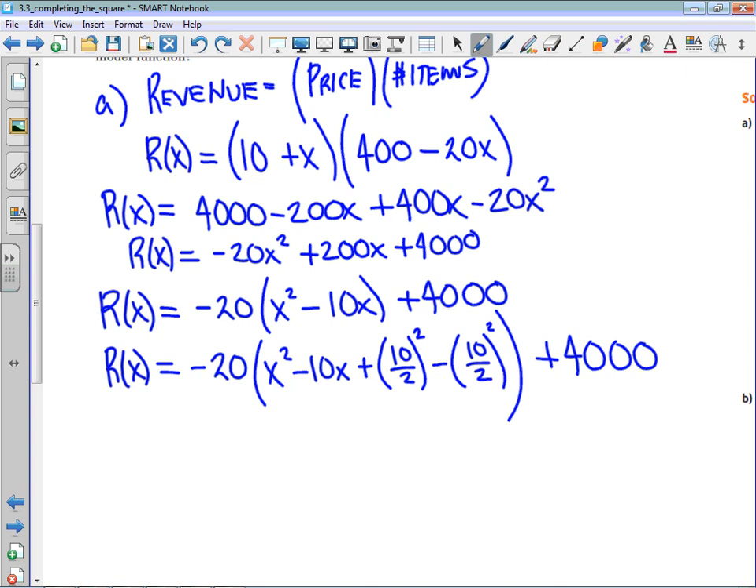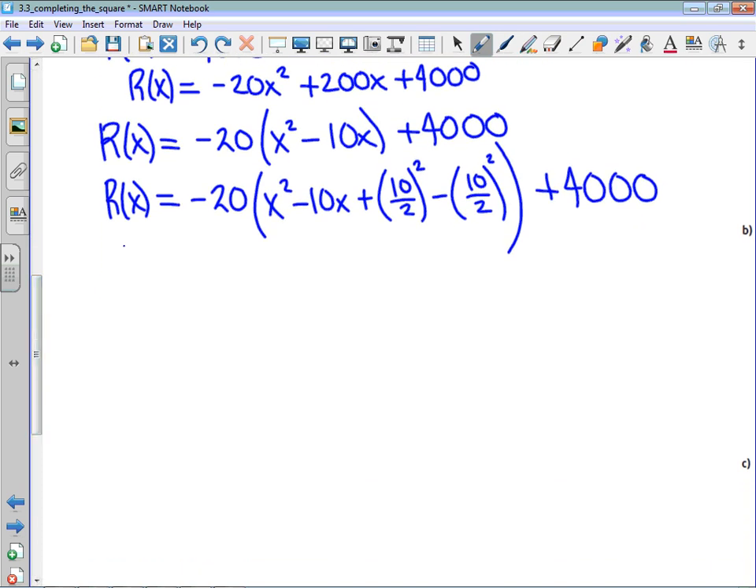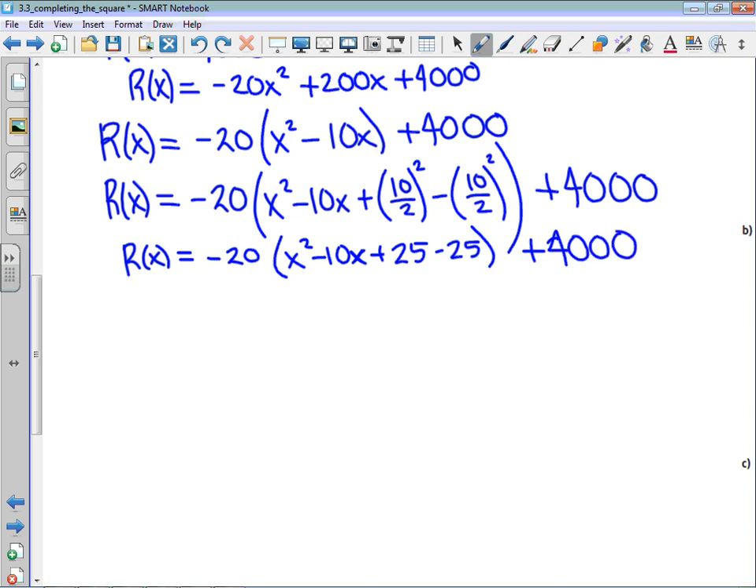Now, I always think it's important to see all these steps. I'm going to say that R of x is therefore negative 20 times x squared minus 10x plus, so 10 divided by 2 is 5, 5 squared is 25. You have to make sure that you're adding and subtracting the same number within the bracket. And then really importantly, I don't want that negative 25. It's messing up my perfect square trinomial, so I'm going to multiply by the number in front of the bracket, which is negative 20 for this question.